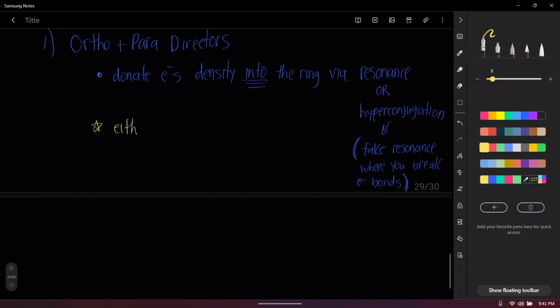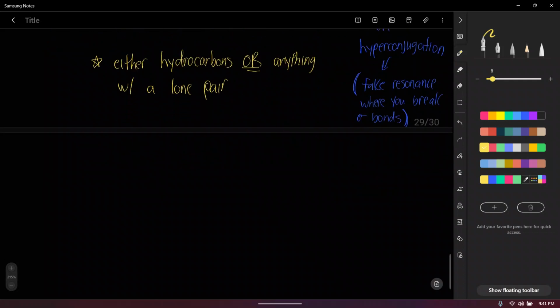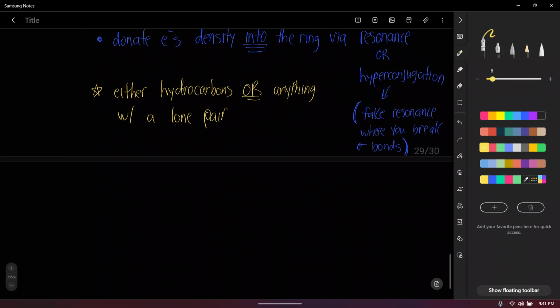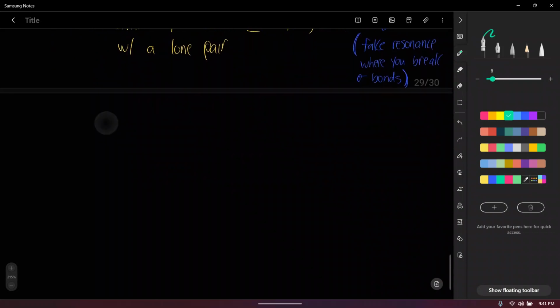are either hydrocarbons or anything with a lone pair. Anything with a lone pair. Because obviously if I have a lone pair, I can resonate it into the ring. And hydrocarbons, they have no lone pair, but they can do it via hyperconjugation. So what does that mean? What does that look like?